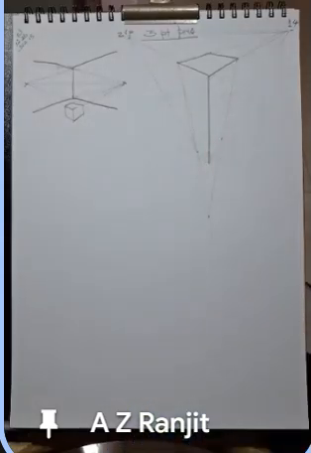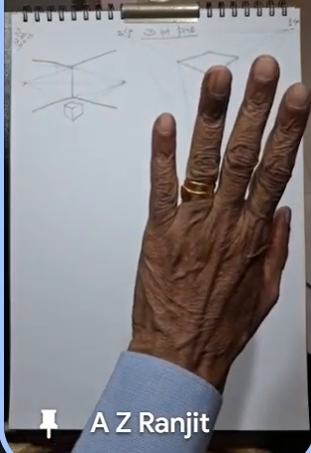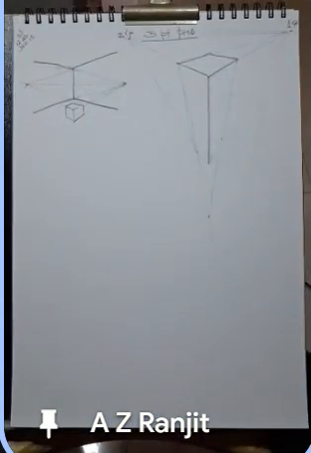We need that corner line as a guideline. See, in one point perspective we have the facade. One point perspective, just a second, let me show you.